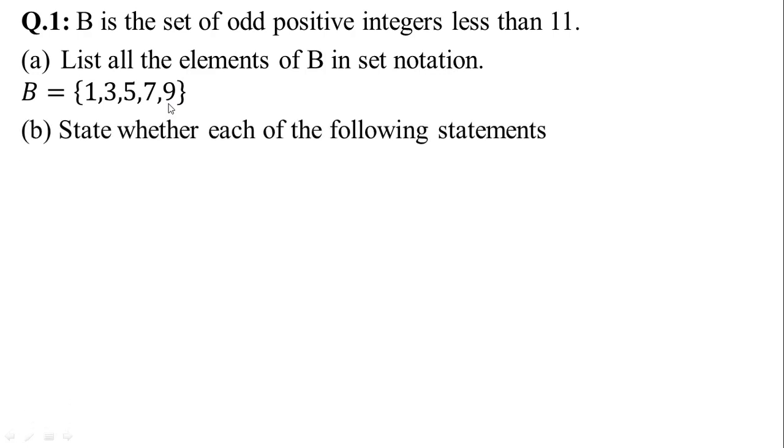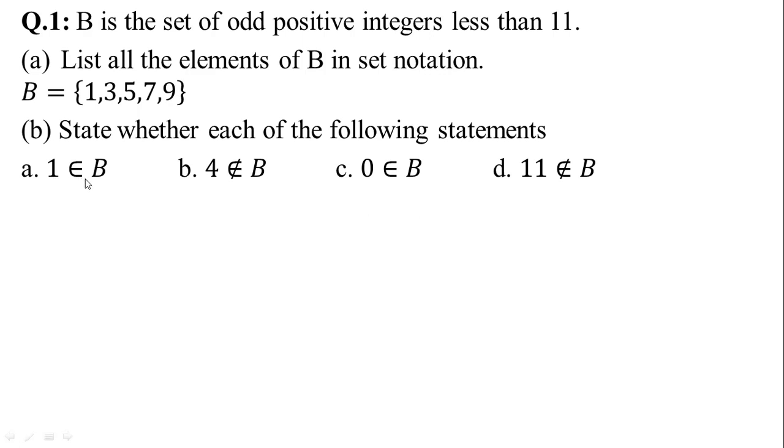In part b, state whether each of the following statements is true or false. In the first statement, given that 1 belongs to B, 4 does not belong to B, 0 belongs to B, or 11 does not belong to B. First of all, we can see that 1 belongs to B, so the first statement is true. So part a is true, 1 belongs to B.